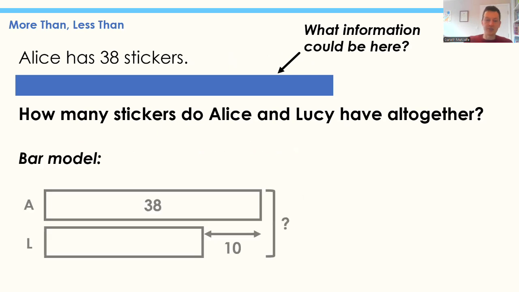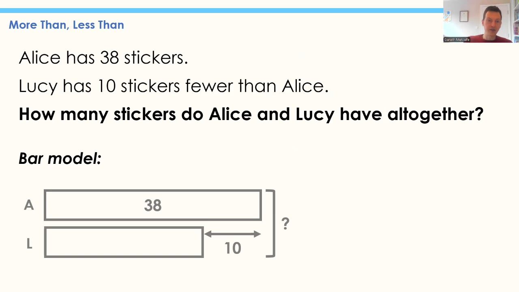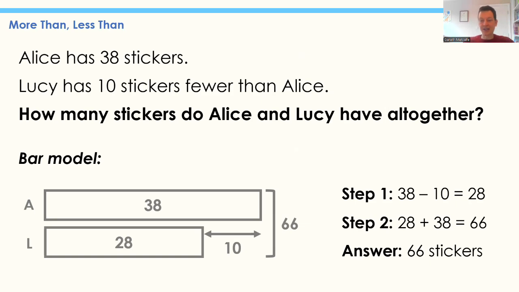And the children think about that, and then we have a look at the bar model. No, what do you think now? And then that information is revealed. Lucy has 10 stickers fewer than Alice. Oh, look, this is a 2-step question. That's step 1. That's step 2. And the answer is 66 in comparison to the other examples that we've looked at, which are 1-step questions.